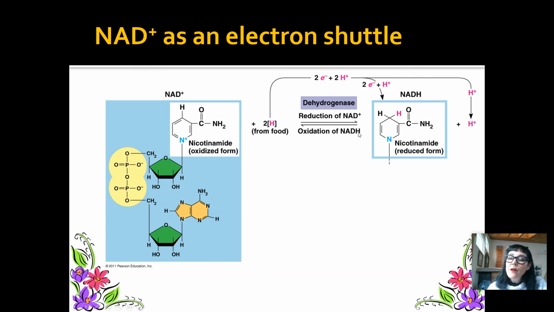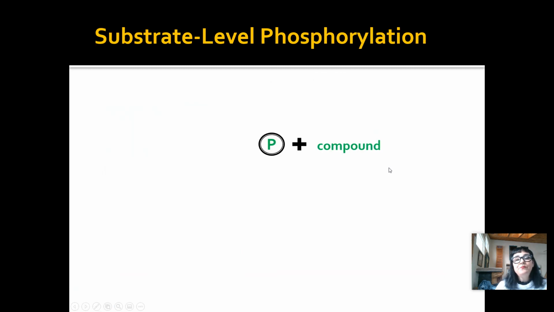And one really cool thing about NAD is it's reusable. So once it releases those high energy electrons, which is going to happen later at the electron transport chain, that NAD can be reused. If the NAD could not be reused, all of this would stop. And this is really important to keep in the back of your head, because when we get into fermentation, this becomes a real problem for the cell. All right, here we go.